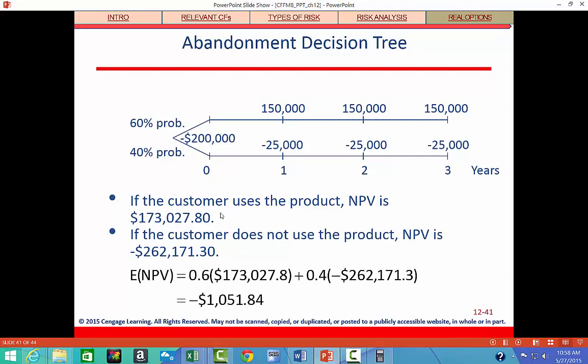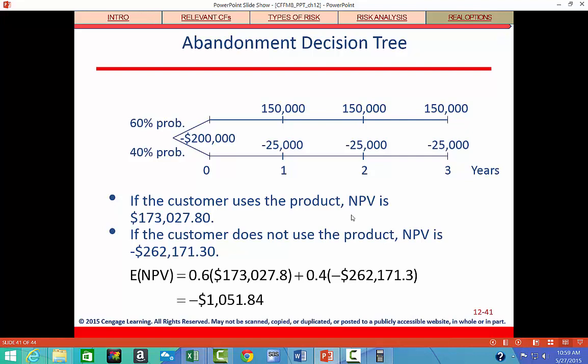The first NPV, based on the good scenario, is $170,000. And the second NPV is a negative $262,000. This assumes that it goes out over 3 years and that you continue to lose money and stay in the project with this 40% probability even if it goes badly. For the overall expected NPV, I multiply the 60% chance times the first NPV plus the 40% chance times the second negative NPV, and I get an expected NPV of negative $1,051, which would still say I should reject the project.